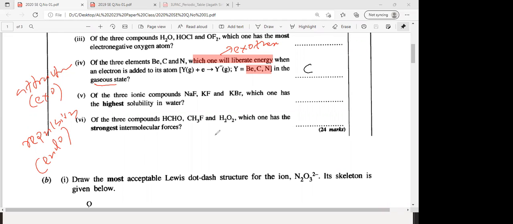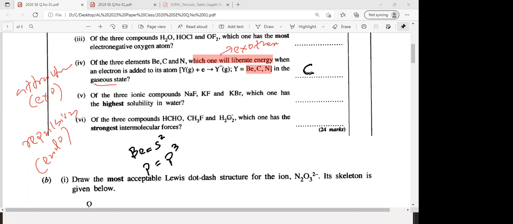Okay, look at the screen. The other most important thing you have to consider is the configuration. Beryllium is s2, carbon is s2p2, nitrogen is p3. This is the most important thing you have to consider to understand why the answer is carbon. They don't want to receive an electron because their configuration is more stable compared to carbon. Therefore, they will actually repel the electron.